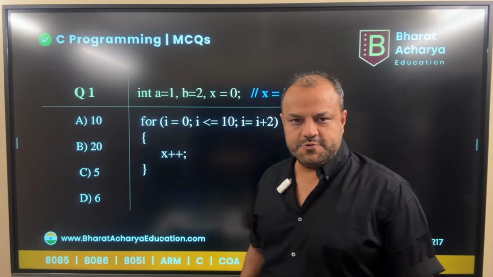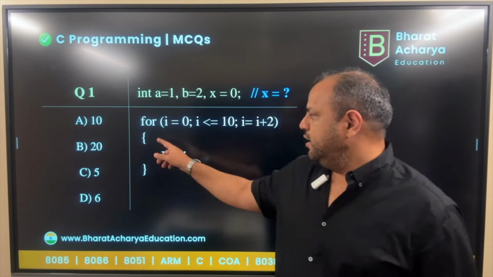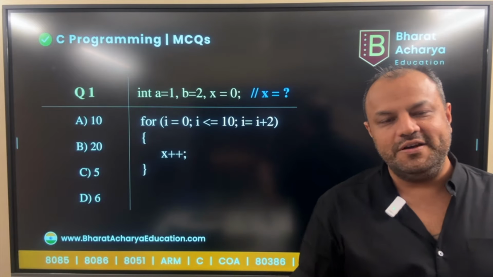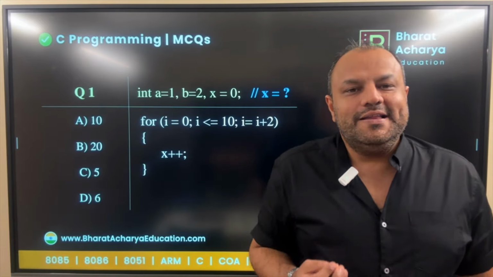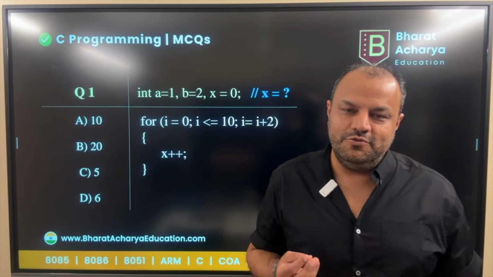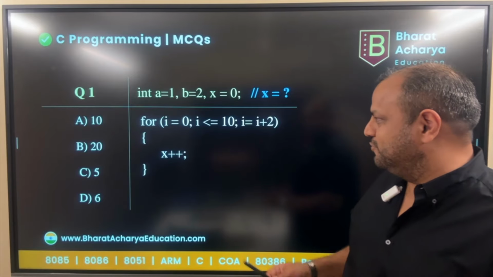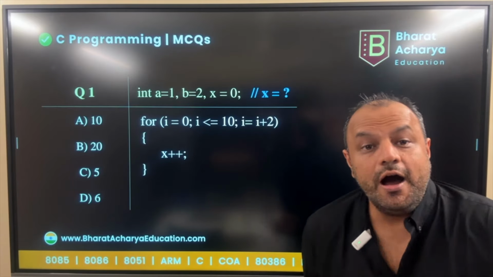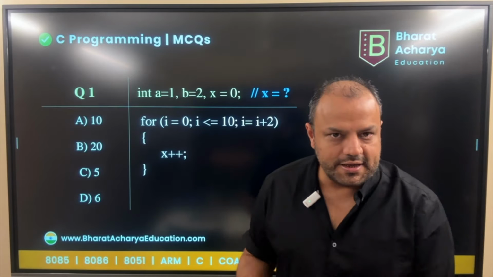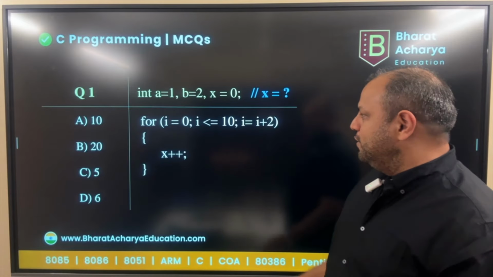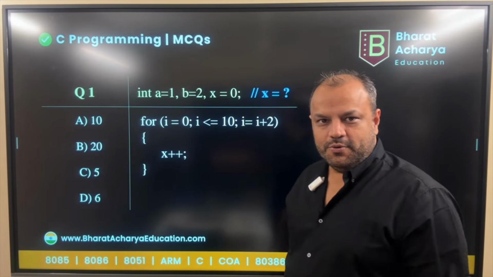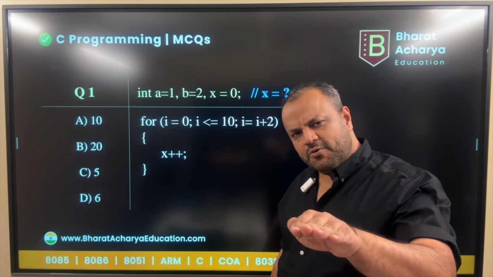You can see x plus plus means x is being incremented. You can see there is a loop, so it's incremented various times. So basically the answer is the number of times you do the loop is the value of x at the end of the program. So the same question can be asked as how many times will this loop execute? The answer will be the same. Now, look at the loop. For i is equal to 0. You all know for loop, so I'm not going to explain it.